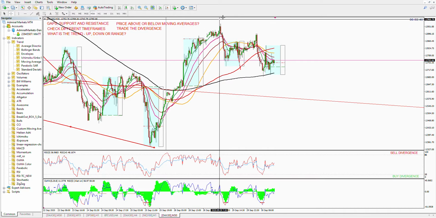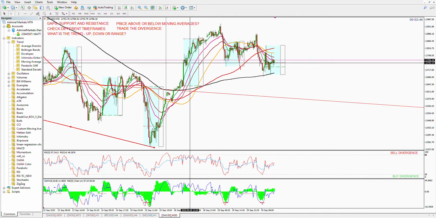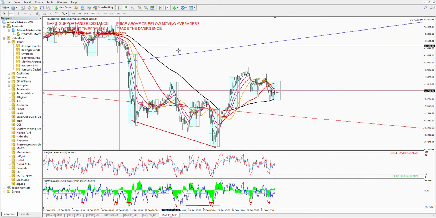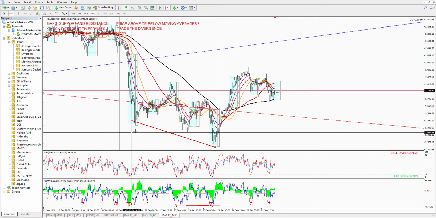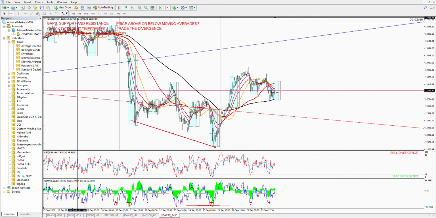Okay, so at this point, we're thinking, right, we need a pullback because in the rush to come down, coming across, obviously, market, all these people here. So I'll put an arrow there. We're saying, right, we're going to sell the market because it's retraced this move. We want to smash the market down.